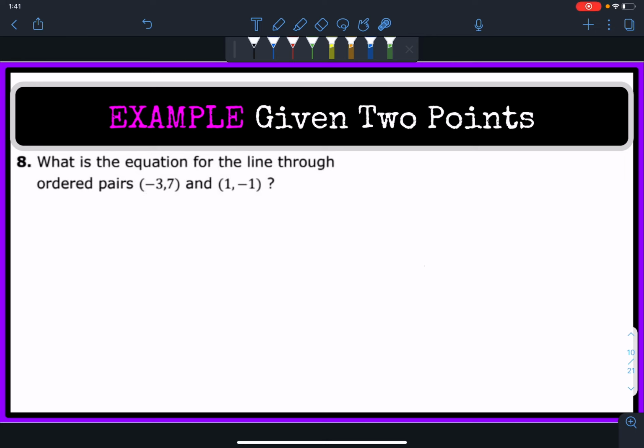Now for example number 8, here we have a situation where we want to come up with the equation of a line using again this formula here, and we're provided only 2 points of our line. So the key thing again that's missing here is the slope of the line.